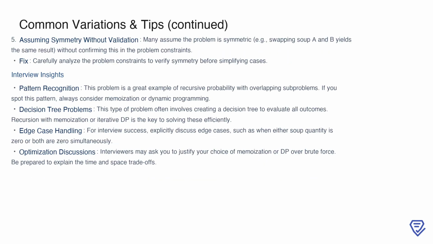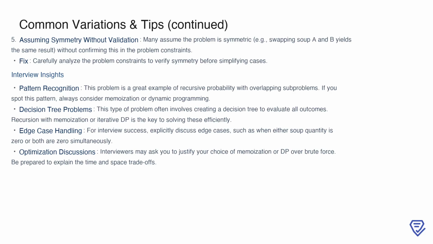Another frequent mistake is assuming symmetry without verifying it. While it might seem that swapping soup A and B would yield the same result, this isn't always the case. It's critical to carefully analyze the problem constraints to confirm symmetry before simplifying your solution.